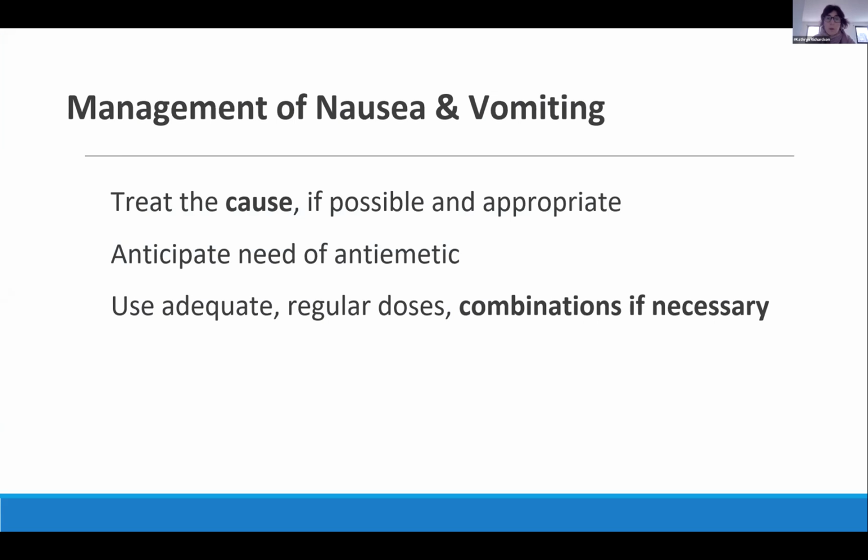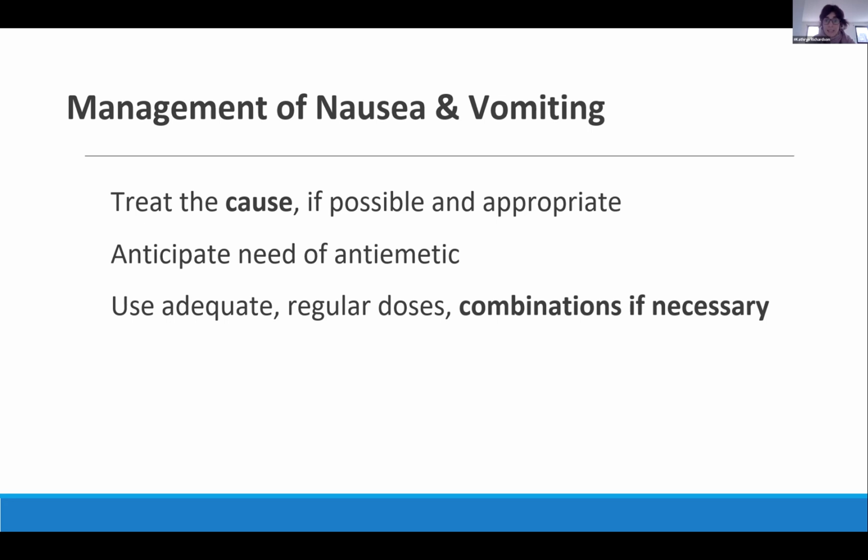So remember to ask patients about whether they have nausea and vomiting. Patients don't always report it. Do a full assessment of the symptom to try to find the most likely cause. And remember to prescribe antiemetics regularly for patients that have frequent or continuous symptoms.